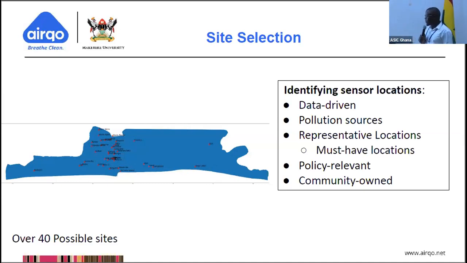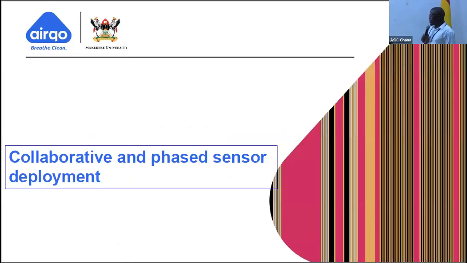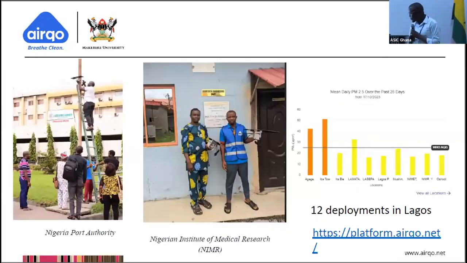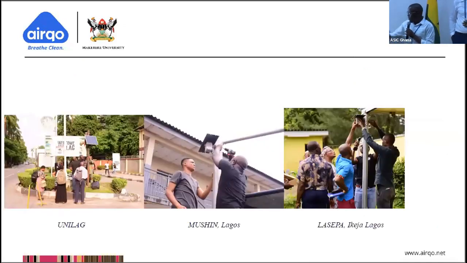So in our collaborative and phased sensor deployment, here there are some photos. We have deployed 12 sites. I think we're adding more. Dr. Rose said there are now 14 as of today. So that is Nigeria Photo Authority, and then the Nigeria Institute of Medical Research. If you want, this is our website, platform.airqo.net. You can reach us on that. The UNILAG, LCS, all these are locations that we have already deployed.